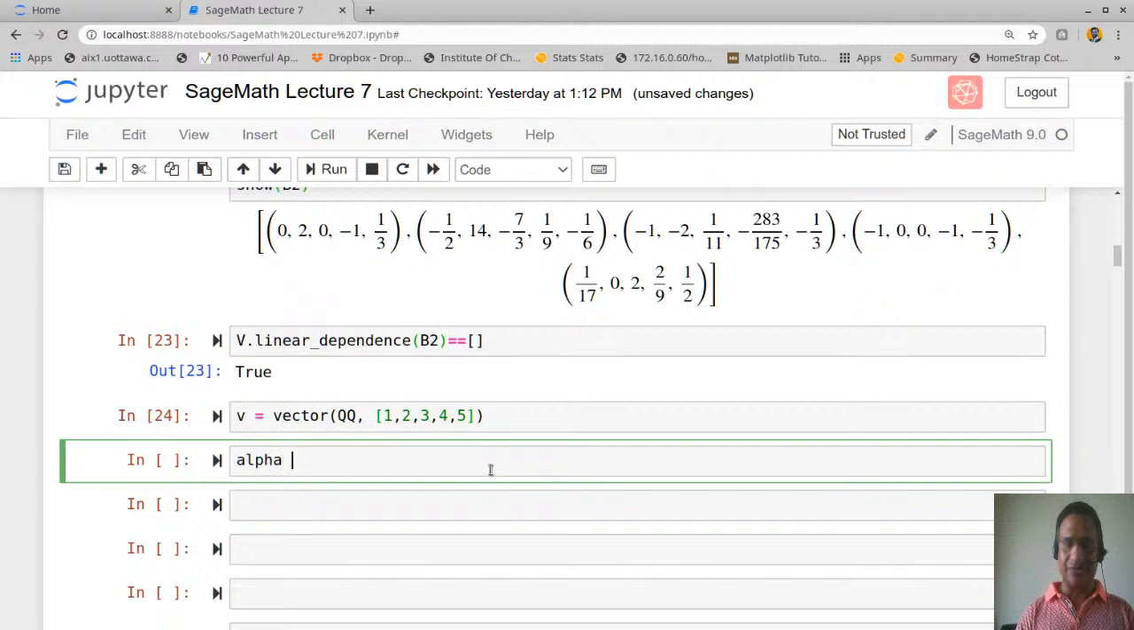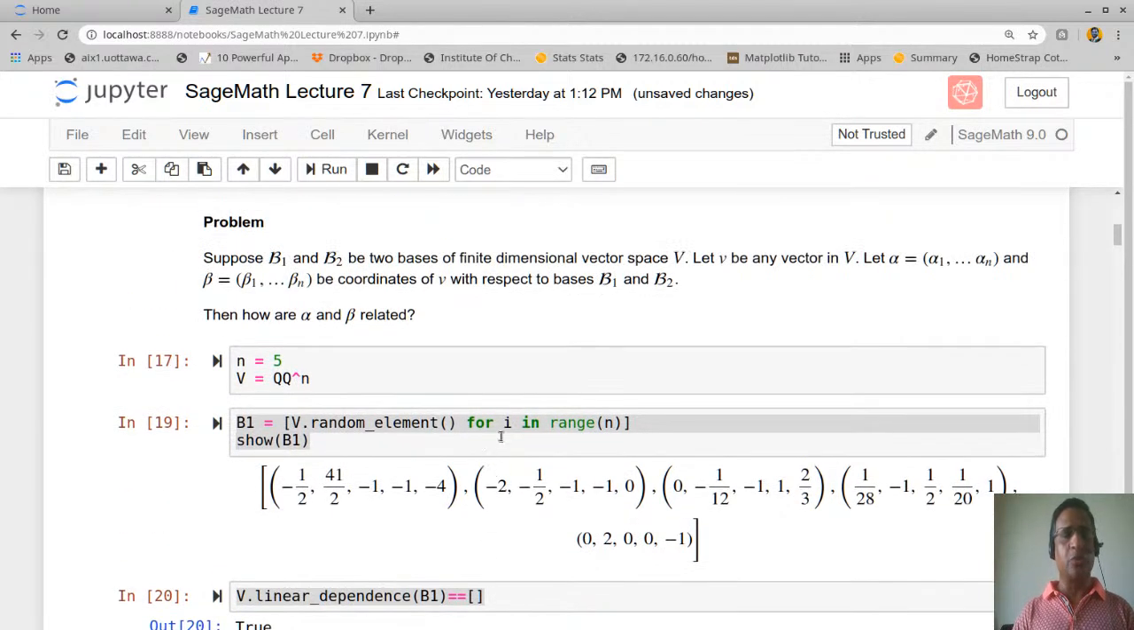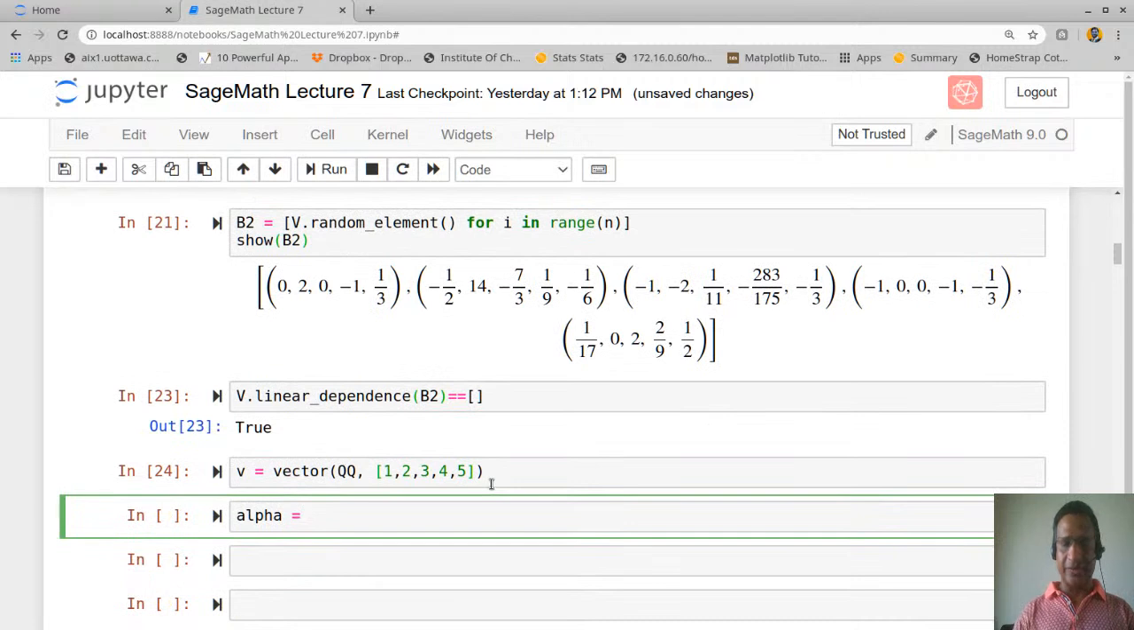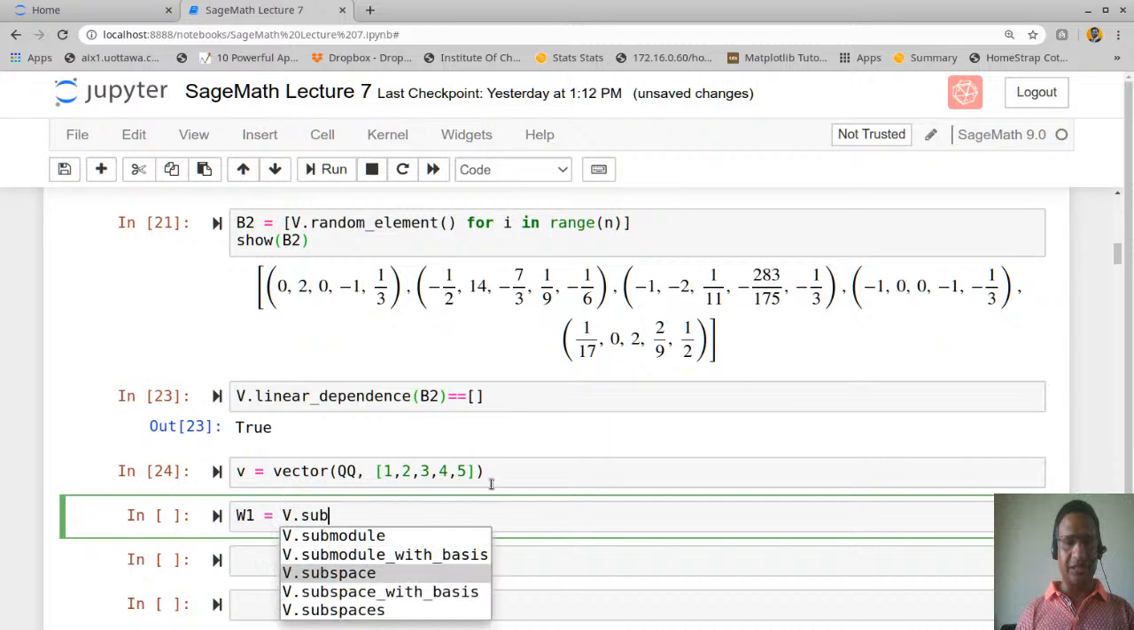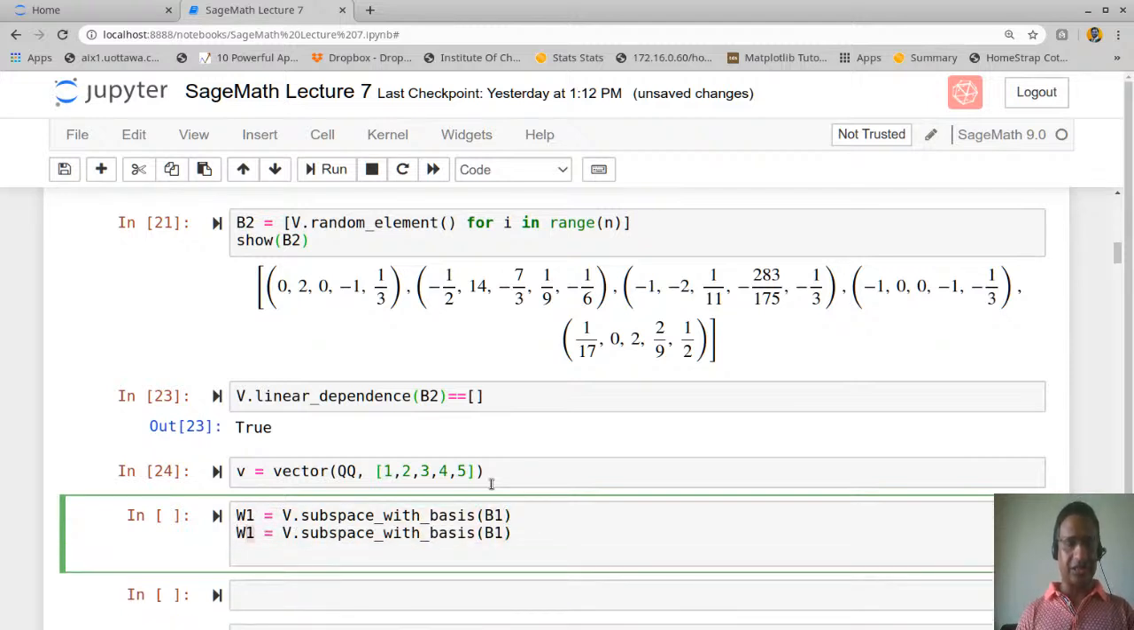Let me define alpha. How do we find this? First we need to define a subspace with b1 as a basis. So let us define that. First we will say w1 is what? It is v dot subspace with basis b1. Similarly, w2 is the subspace with basis b2.